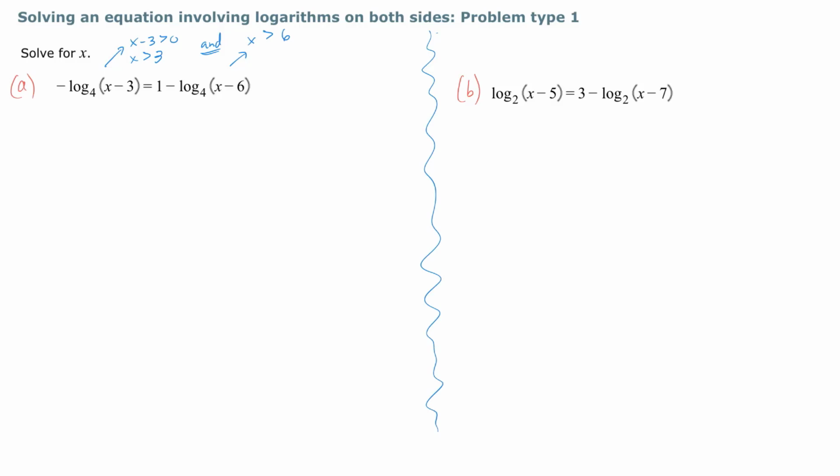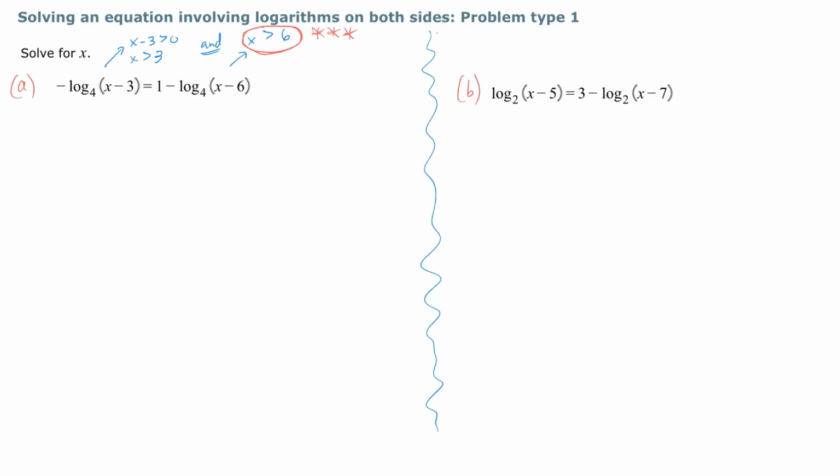So our domain is what? x has to be greater than 3 and x has to be greater than 6. So where do those x values overlap? They overlap here. So I am going to circle this. Even though it's not an answer, I'm going to label this triple star because we're going to need that. We need our x values to be greater than 6 only.